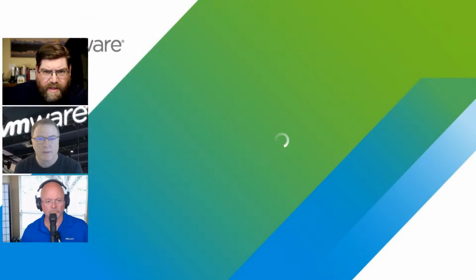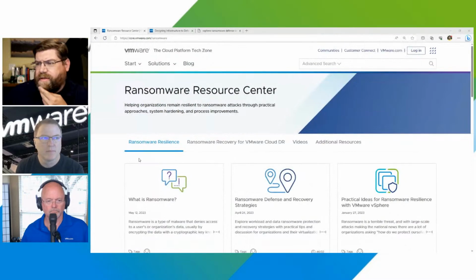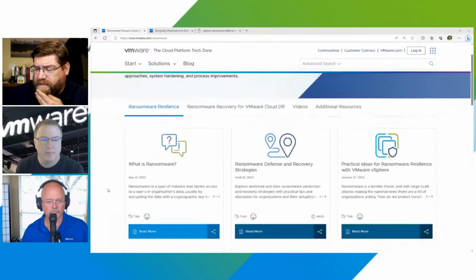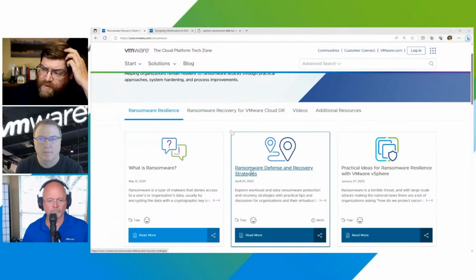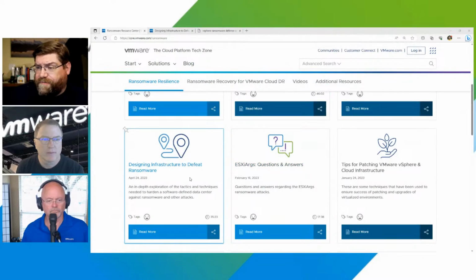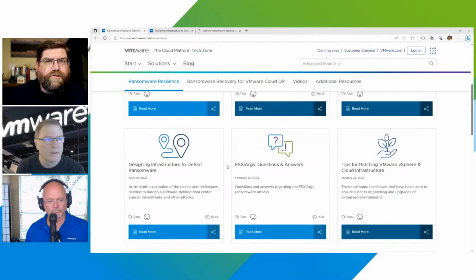The three of us worked on a paper not that long ago. We have a ransomware resource center, if you guys don't mind me adding it here, on core.vmware.com, where we've got a whole bunch of stuff about ransomware, and it's ever changing. Our latest paper is Ransomware Defense and Recovery Strategies, and the first paper we wrote was Designing Infrastructure to Defeat Ransomware. We can talk about both of these. Do you guys have a preference where we go first? I guess the title of the stream is designing to defeat ransomware, so why don't we go there first?